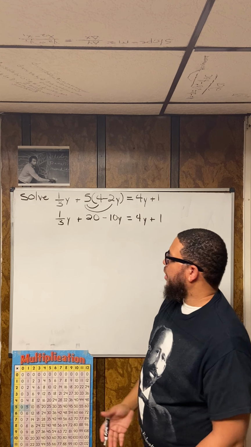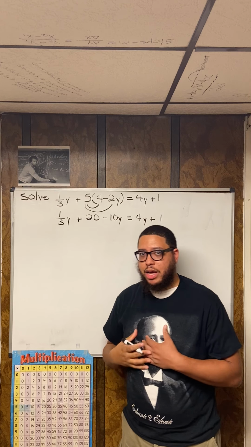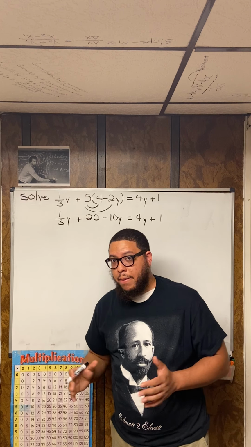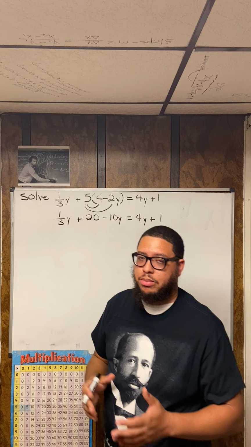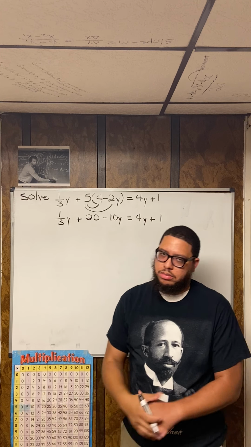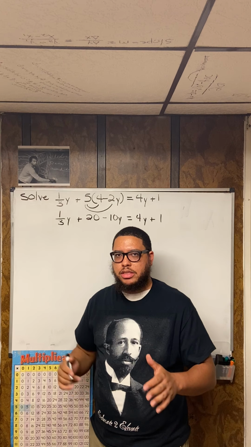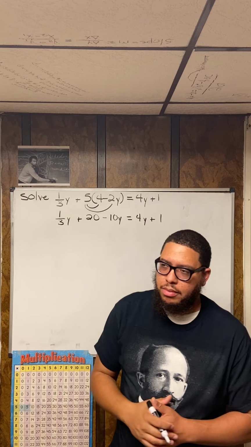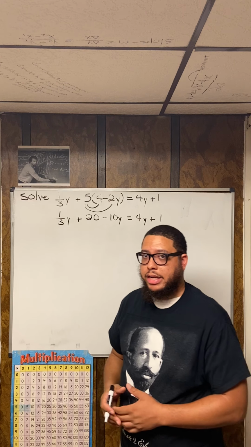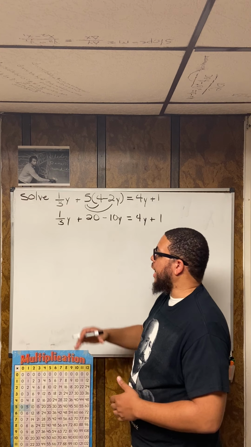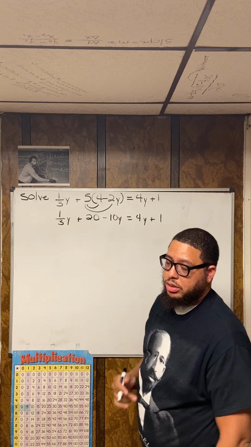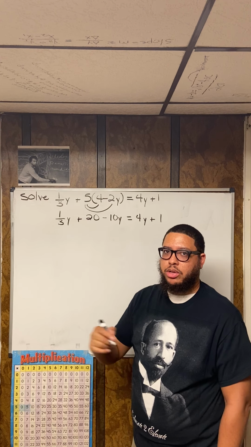Now, the way I approach these problems, and everybody may not do it the same way, but what I think is the easiest and most efficient is to get rid of fractions. I don't like to have fractions in my equation, so I like to get rid of them. A way to get rid of fractions is to multiply the entire equation by what's called the least common denominator, or the LCD.